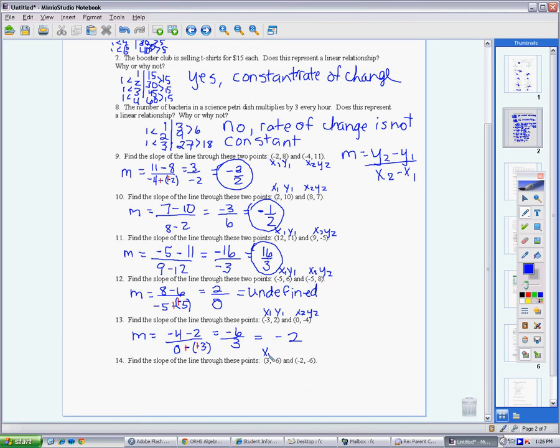14, x1, y1, x2, y2 to label my points. M equals negative 6 minus negative 6 over negative 2 minus 3. I have that double negative, so that'll change to positive. And 6 minus 6 is 0 over negative 5. 0 divided by negative 5 does equal 0.